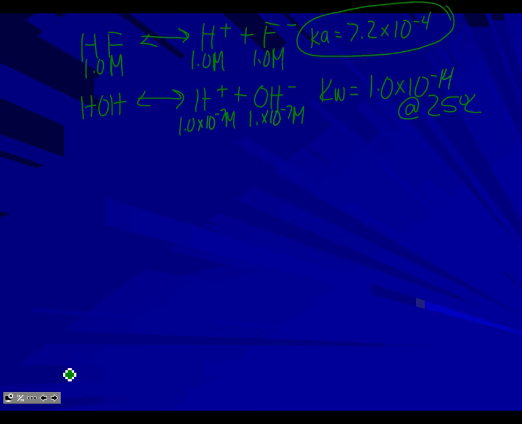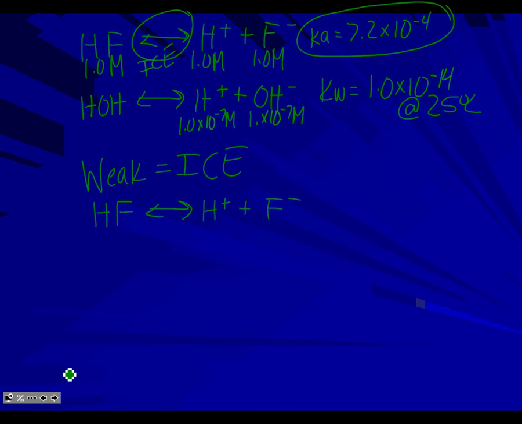And we're going to start this problem as ICE. And the reason that it has to be ICE is because we got that arrow going both directions. Weak equals ICE every single time. Weak equals ICE. So we will start with our weak acid again and set up our ICE. And we know to start off with, we have 1 molar of our HF.